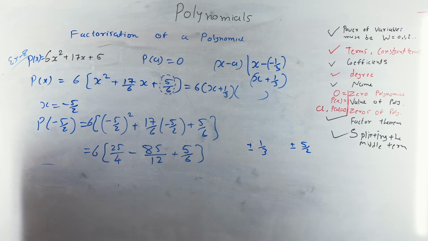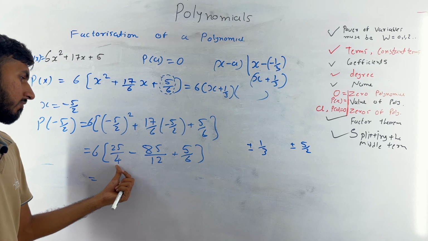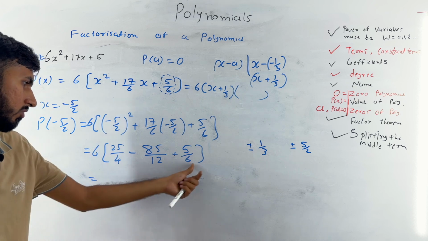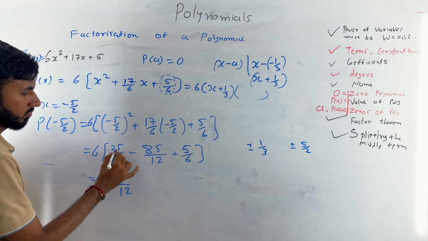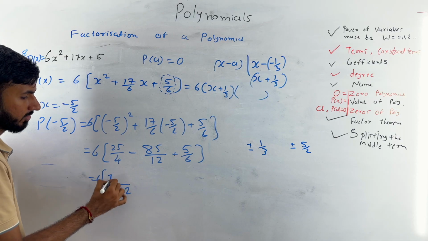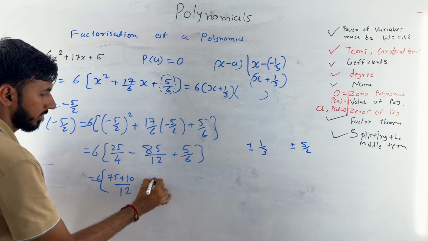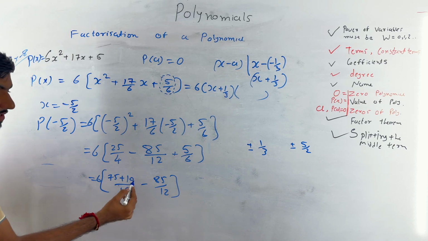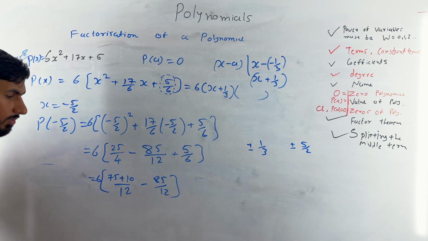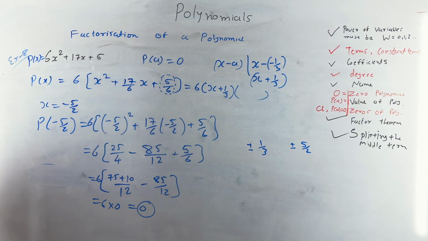Very easy, right? So if I add 5 by 6 and 25 by 4, my LCM will be, for 4 and 6, 12. Now 4 times 3 is 12, so 25 times 3 is 75, 6 times 2 is 12, so 5 times 2 is 10, minus 85 divided by 12, right? 75 plus 10, that is 85. 85 divided by 12 minus 85 divided by 12, so 6 multiplied by 0. So again I got the answer as 0, right?